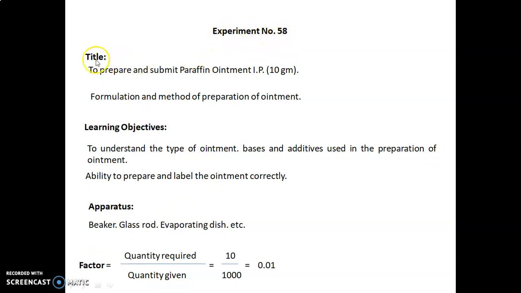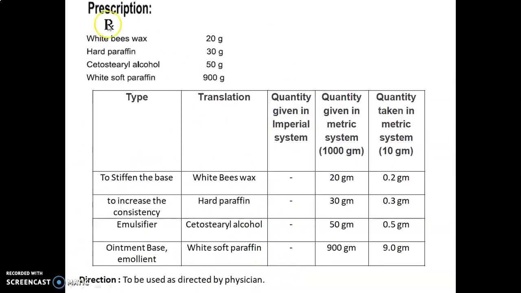Experiment number 58. The title of this experiment is to prepare and submit paraffin ointment IP, according to the Indian Pharmacopoeia, 10 gram. Formulation and method of preparation of ointment. Learning objectives are to understand the type of ointment, bases and additives used in the preparation of ointment, and the ability to prepare and label the ointment correctly. Apparatus required are beaker, glass rod, evaporating dish, etc. Factor calculated as quantity required upon quantity given is equal to 10 upon 1000, that is 0.01.